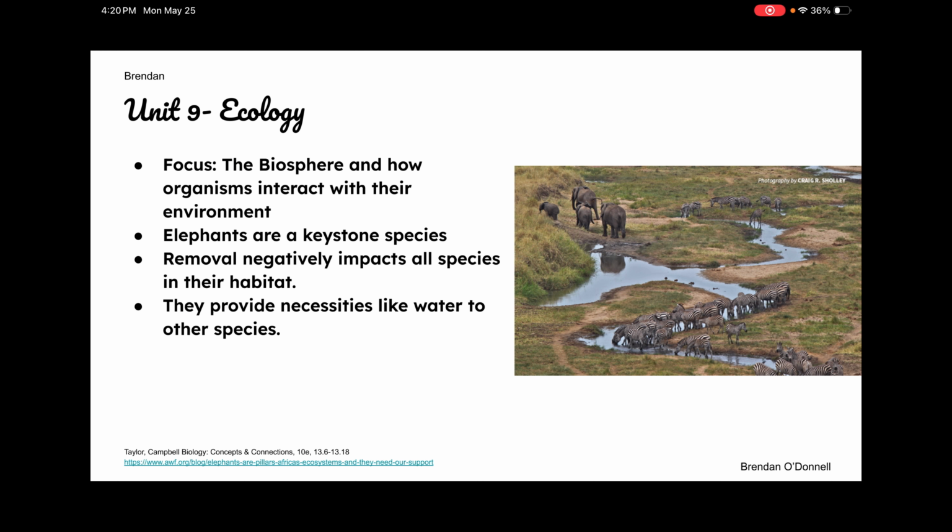Elephants use their tusks to dig deep into dry riverbeds to create water holes, and they knock down trees to maintain the open savanna grasslands. If we remove elephants, or if they lose their tusks and can no longer dig for water or strip trees, it negatively impacts all other species in their habitat.